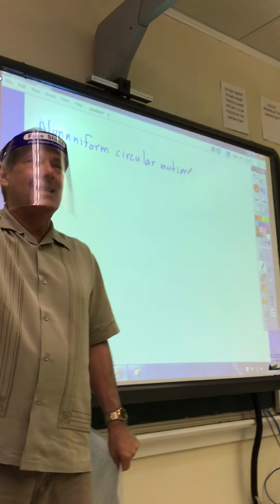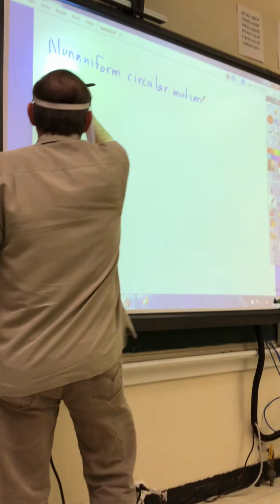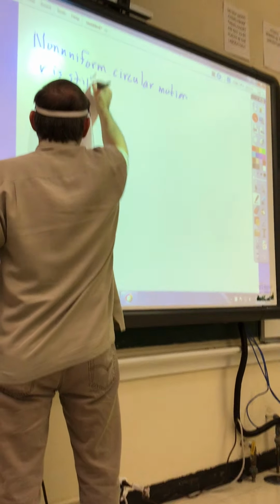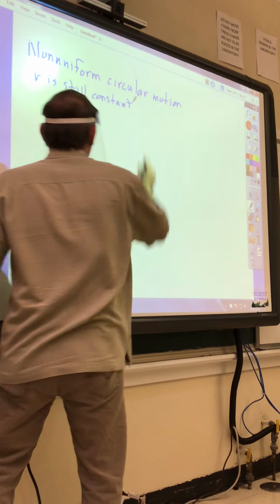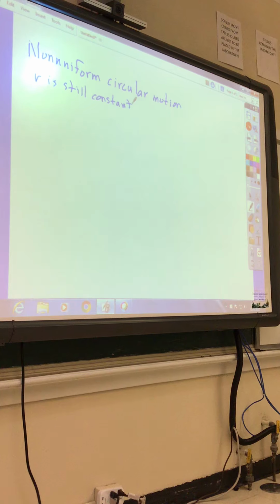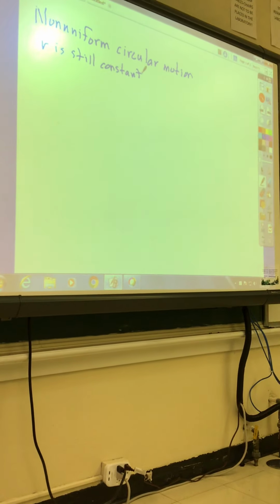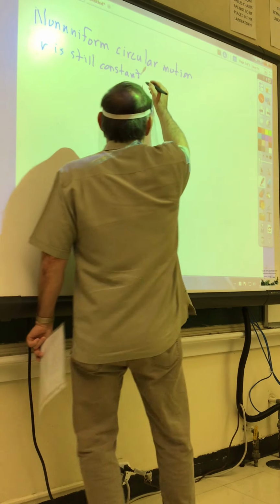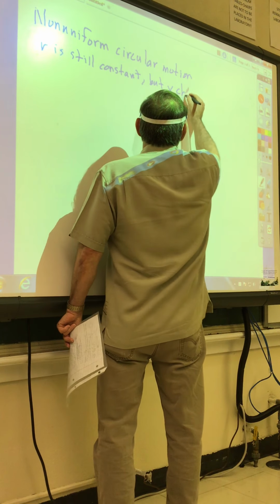Now, it's still circular, so the radius of the motion is still the same. So I'm going to say R is still constant. So we're not talking about planetary motion, which is elliptical. Okay, so this doesn't apply to planetary motion. R is still constant, but V changes.